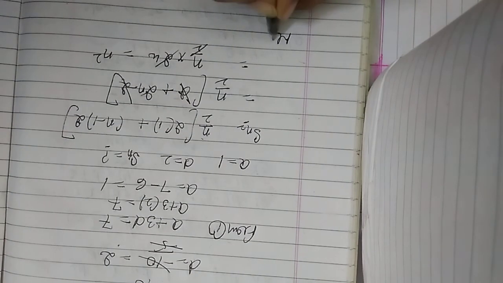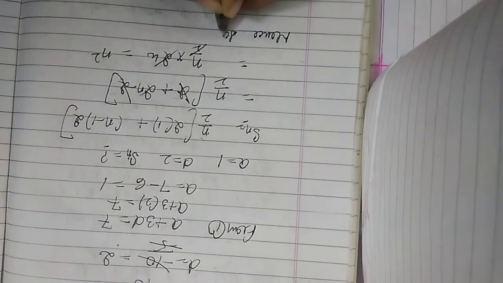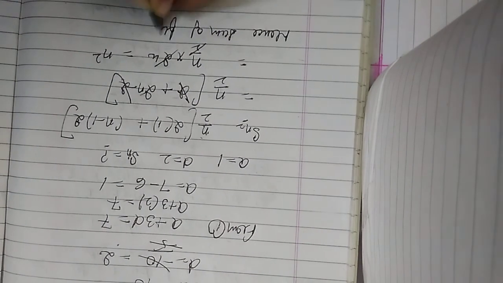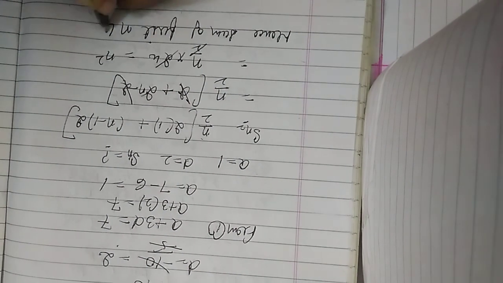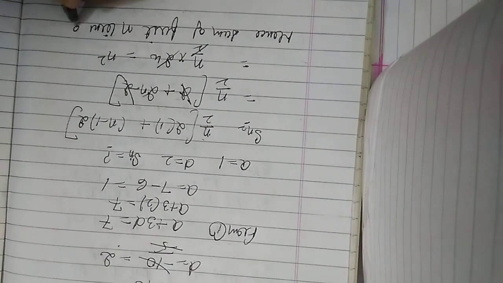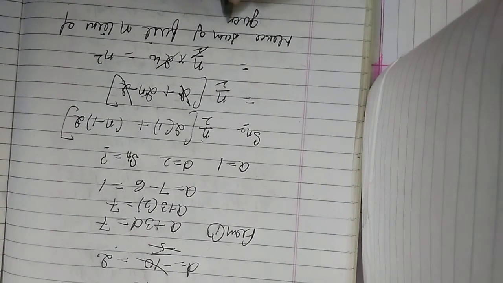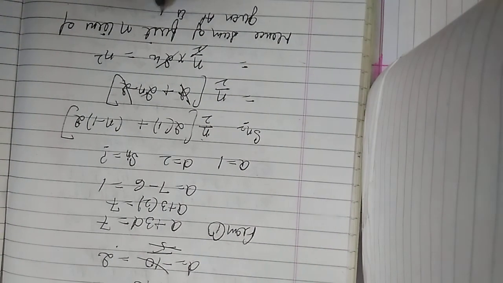Hence, the sum of first n terms of the given AP is n square.